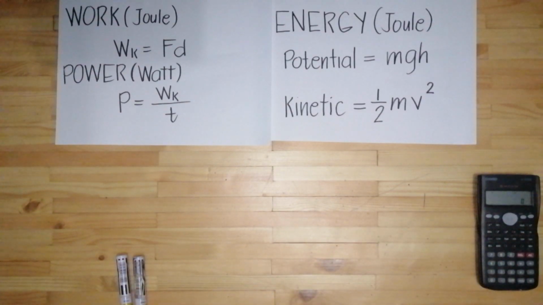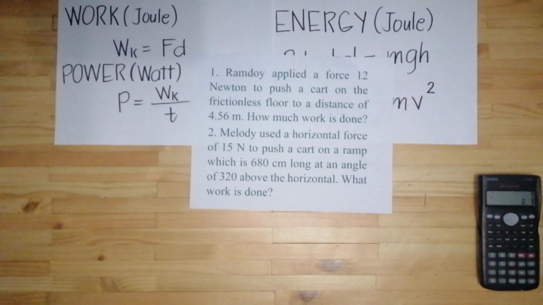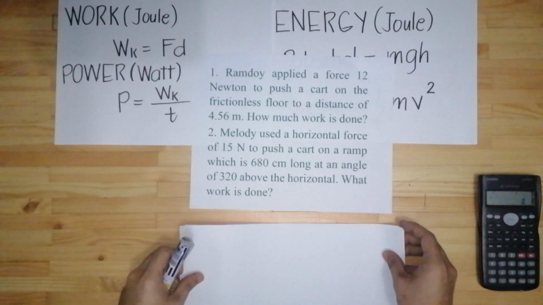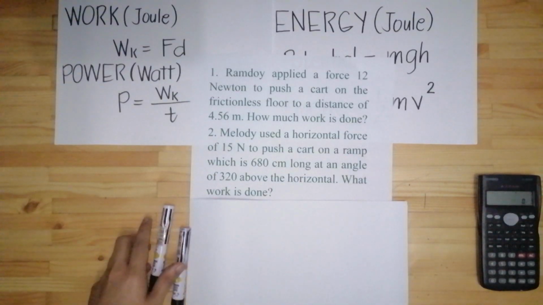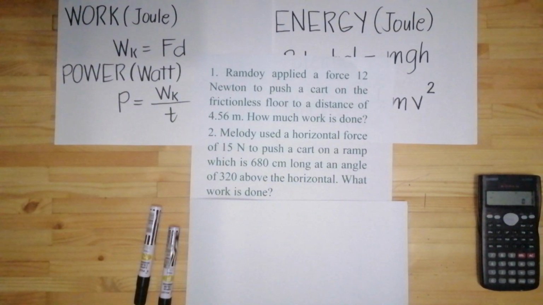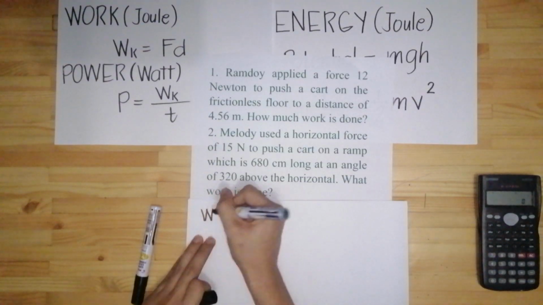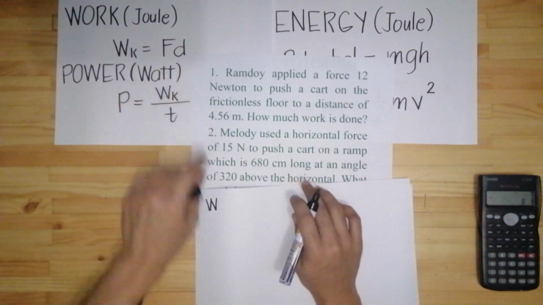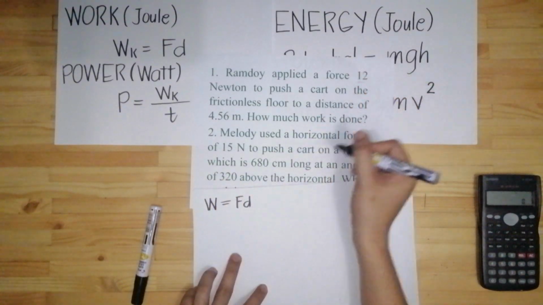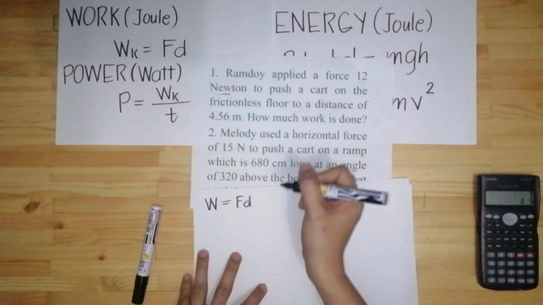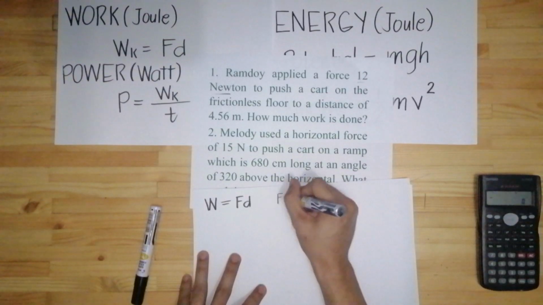So, let's have the first example. Okay, this is the first example that I have. Ramdoy applied a force of 12 Newton to push a cart on the frictionless floor to a distance of 4.56 meters. How much work is done? So, we're looking for the work that has a formula of FD. Dito meron tayong given na 12 Newton. Since Newton yan, automatically siya yung force natin. So, the force is 12 Newton.